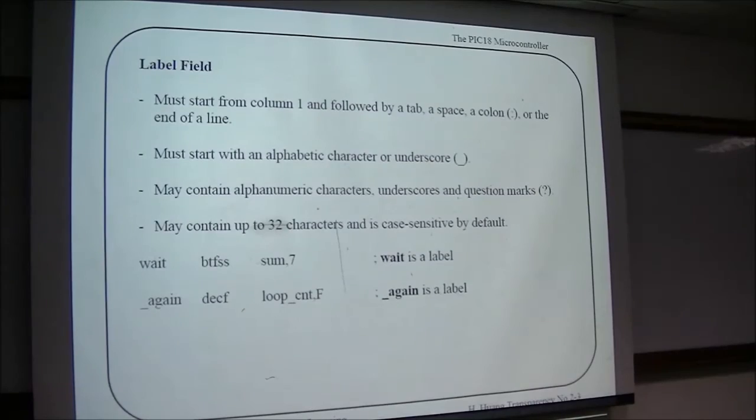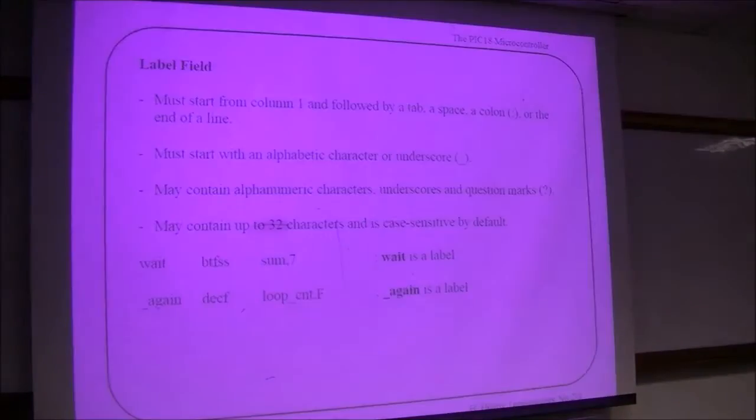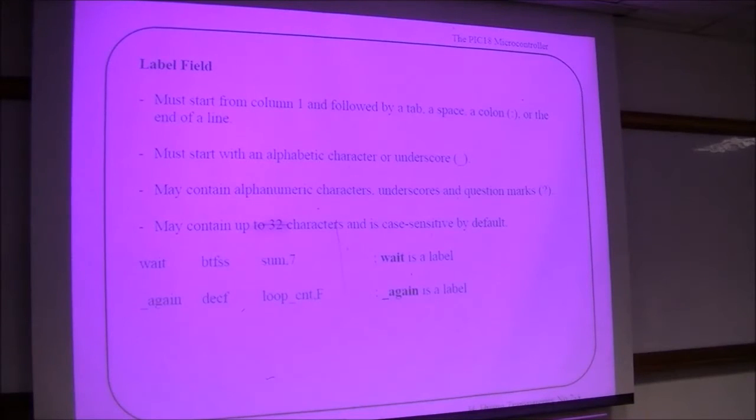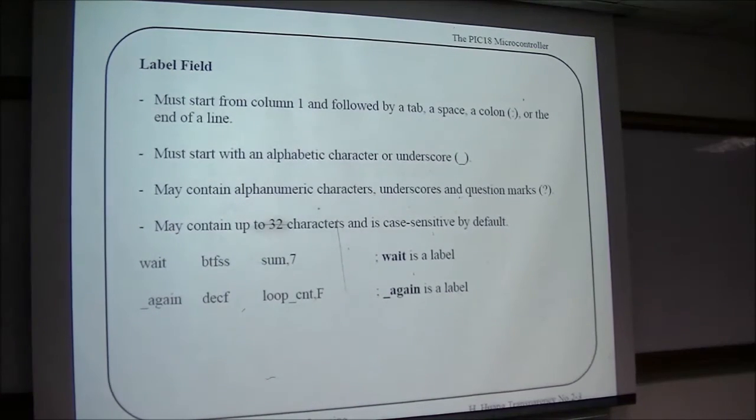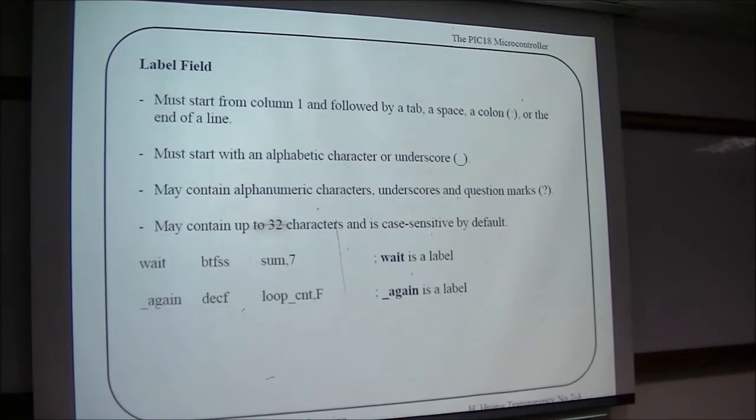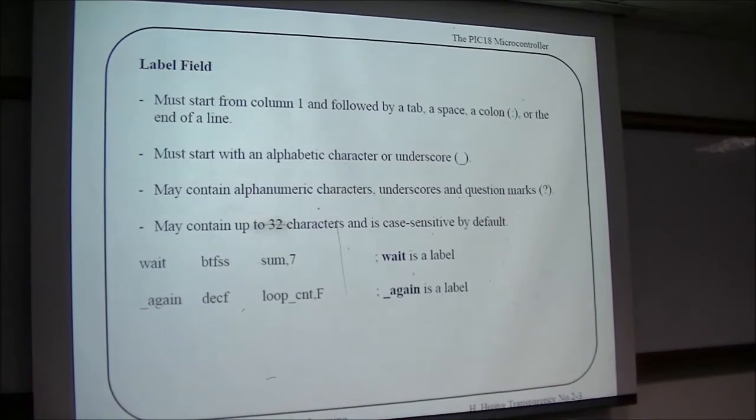So let us see the conditions for the label field. The label field must start from column 1 and be followed by a tab, a space, a colon, or the end of line. As I mentioned earlier, a tab means you give a tab, a space means the space bar, a colon, this is not a semicolon, or the end of line. End of line means enter. When you enter, that separates the label column.